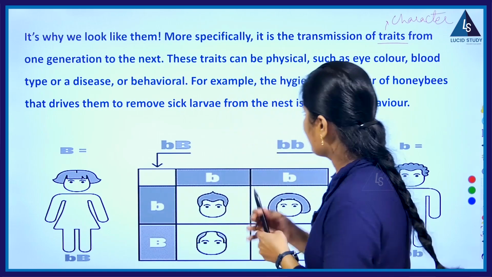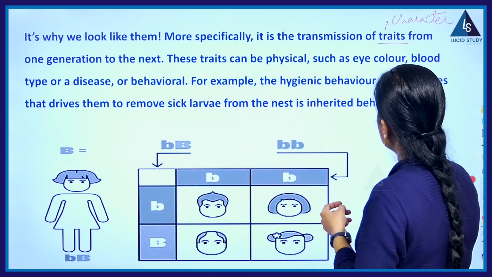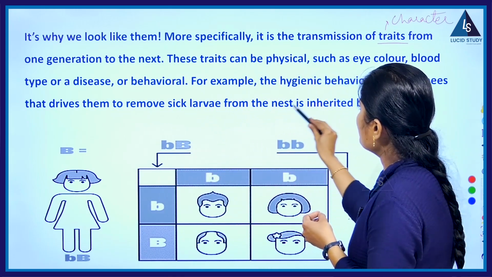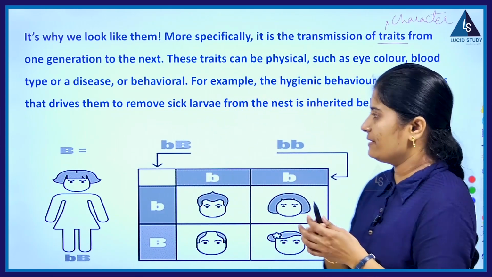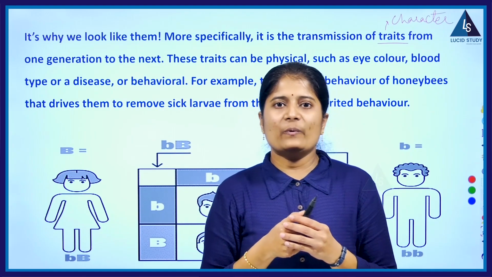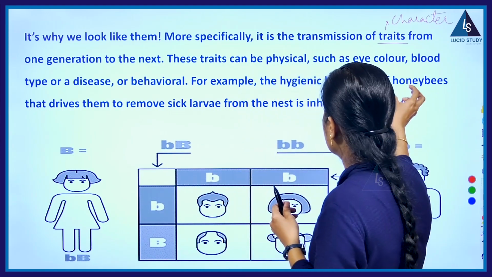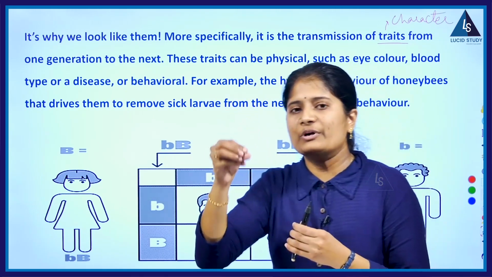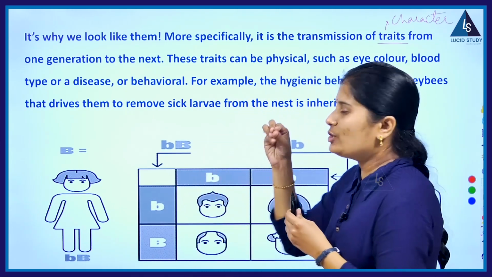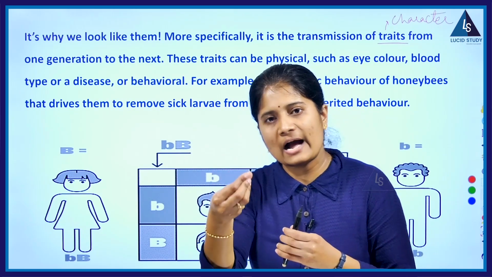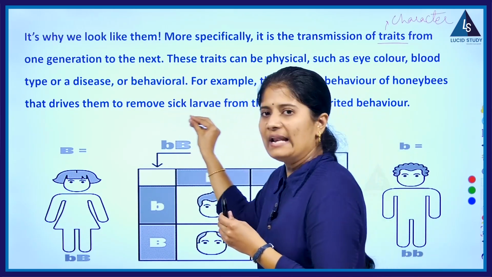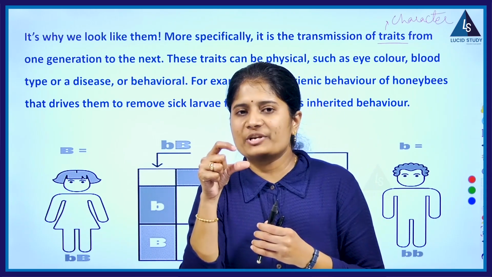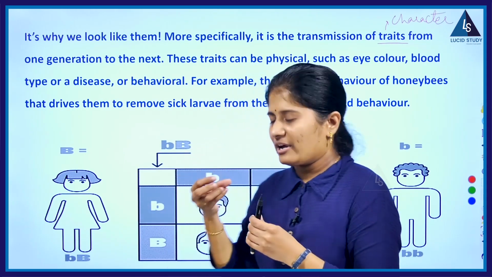For example, the hygienic behavior of honeybees that drives them to remove sick larvae from the nest is inherited behavior. This is one of the examples here, where these honeybees have a hygienic behavior, so that they keep everything in a good way. As you all know, honeybees produce honey. So they remove the larvae, in the sense, as you know how we see the cocoon formation, right? Such is the larval production here.